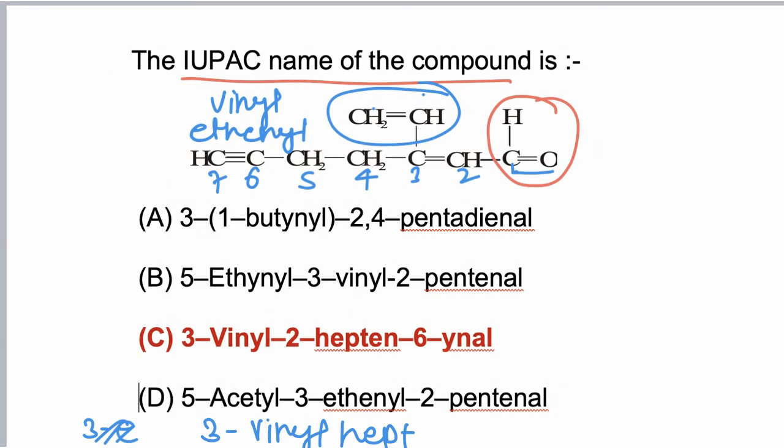At position 2, double bond is present. So hept-2-ene. At 6th position, yne is present. So 6-yne. And at first carbon, aldehyde is present. So al. During name of ene and yne, ene is written first according to alphabetical order. So correct answer is C, 3-vinyl, 2-heptene, 6-yne, al.